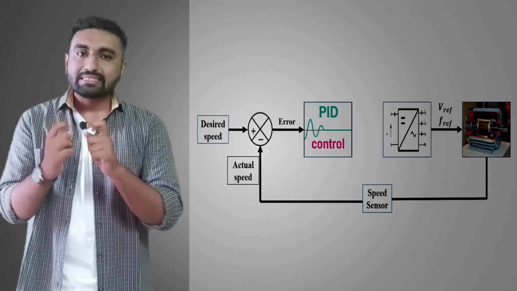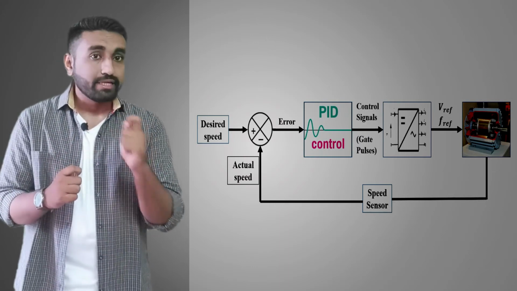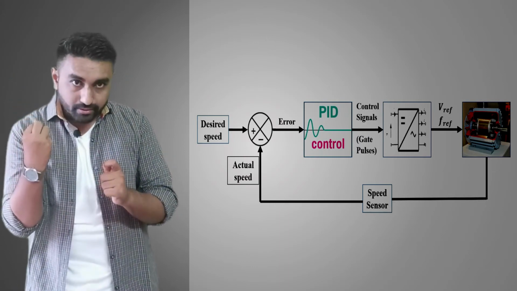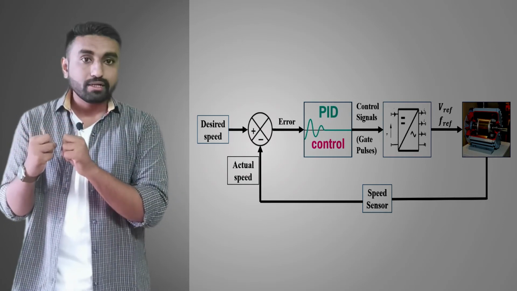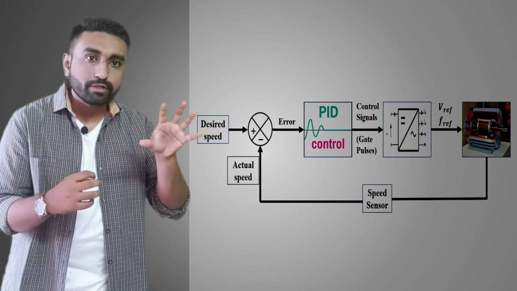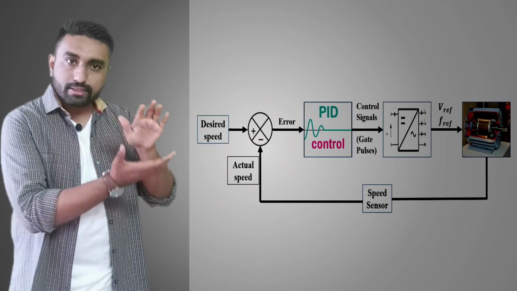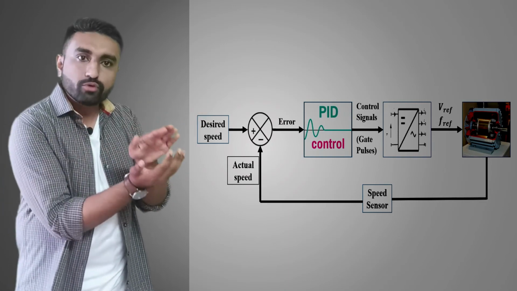That error is basically given to the controller. Okay, so what will this controller do? Controller will generate the control signals in order to minimize this error. So the controller is basically a trained controller. It knows how to minimize the error. So the control signals are basically signals for the inverter, right? As we have connected the inverter before the motor, these control signals are basically signals for the inverter.